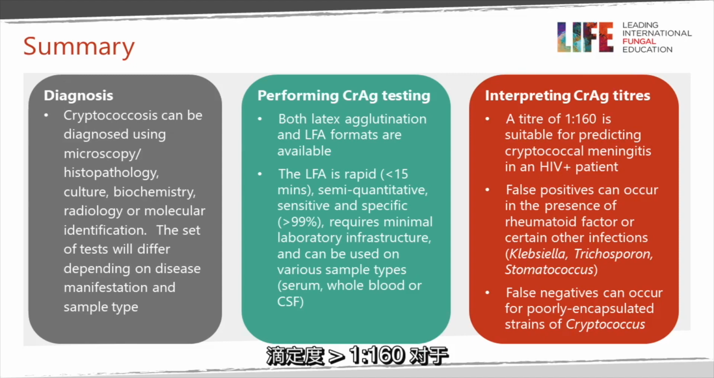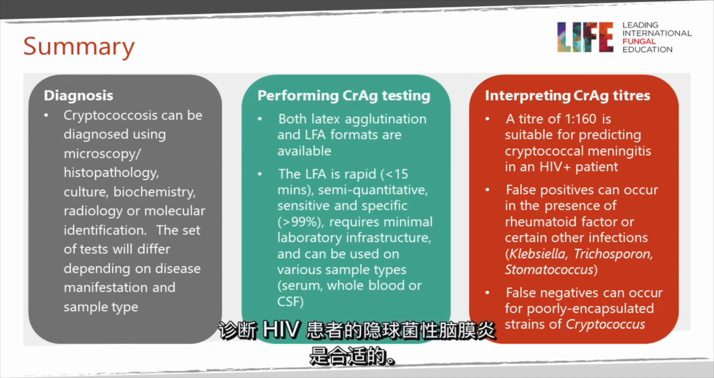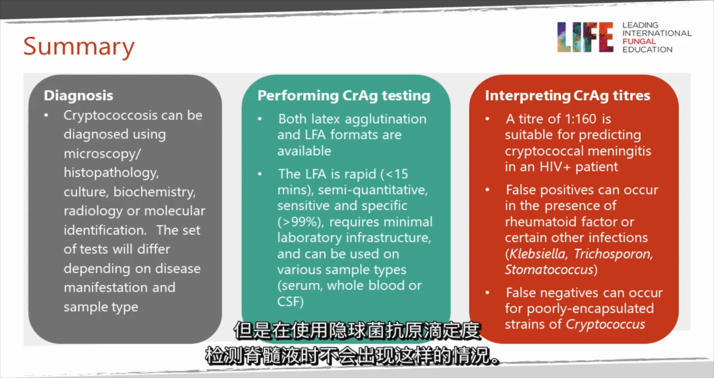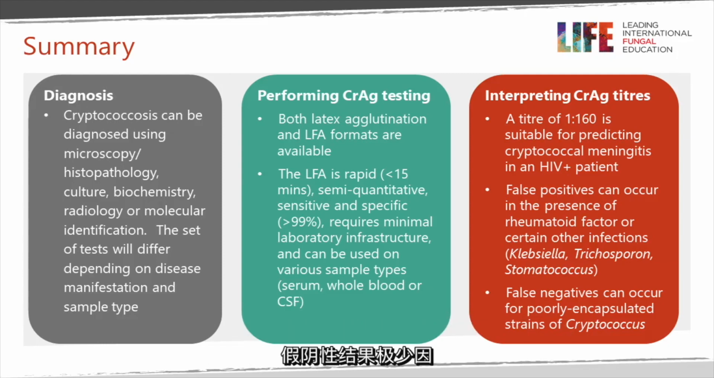A titer of more than 160 is appropriate for diagnosing cryptococcal meningitis in an HIV patient, and it's always best to do a lumbar puncture. The benefit of lumbar puncture includes measuring the CSF pressure and also being able to sample the fluid to be sure that that is the right diagnosis. You can occasionally get false positives in blood, but not in spinal fluid with a cryptococcal antigen titer. And false negatives rarely occur because of poorly encapsulated varieties of Cryptococcus.